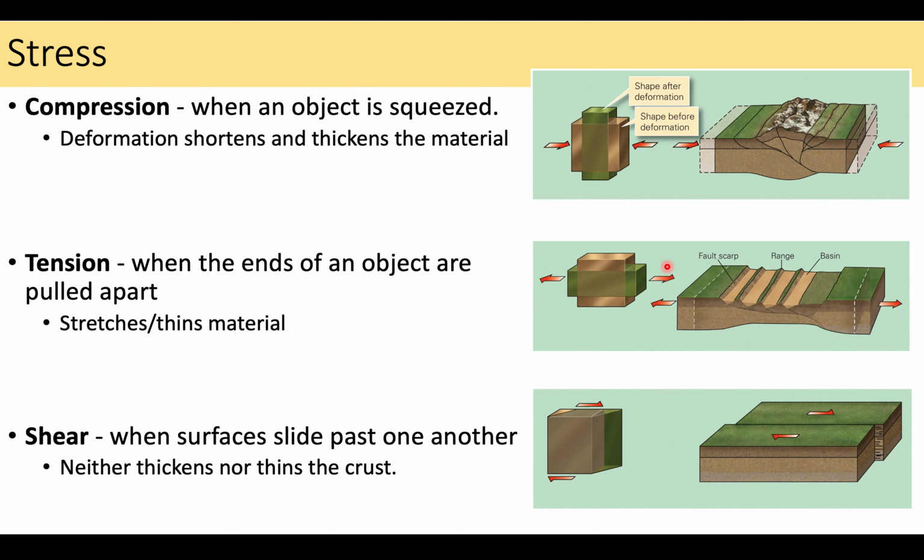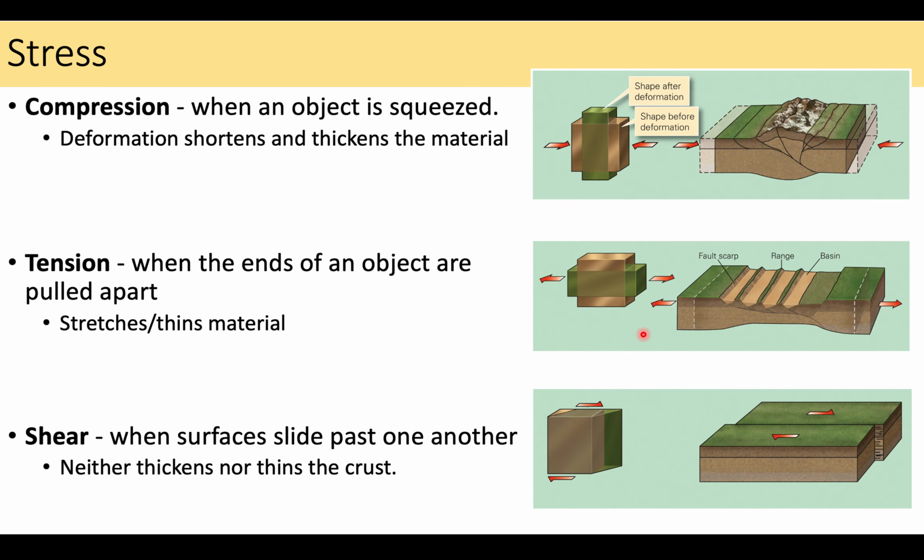So some different types of stress which can cause different structures on Earth would be compression. Compression is when an object is squeezed. So this can shorten in length but also thicken in height your material. So it shortens in length but makes taller, so generally deeper and taller. We're going to have mountain ranges formed there.